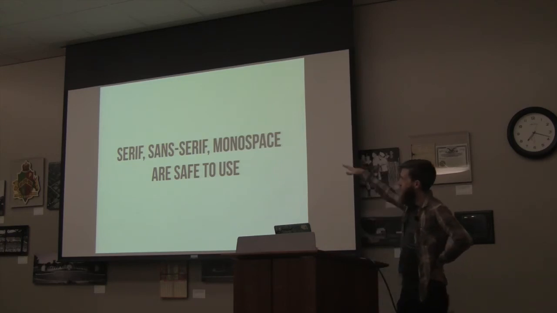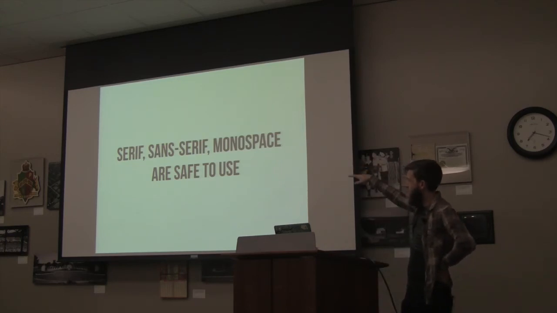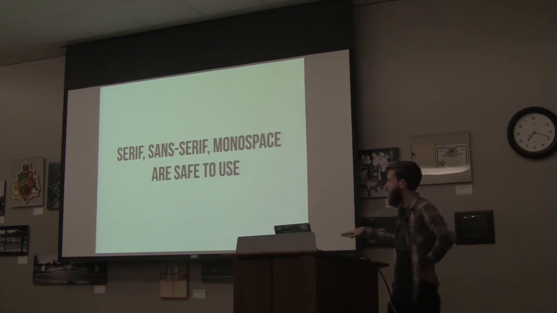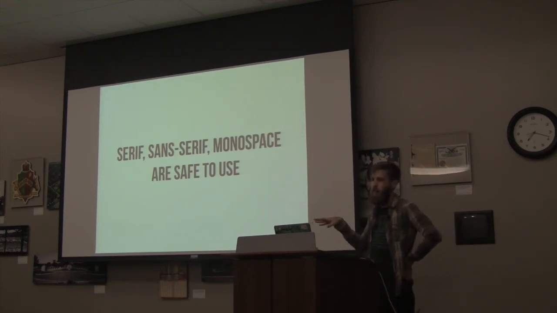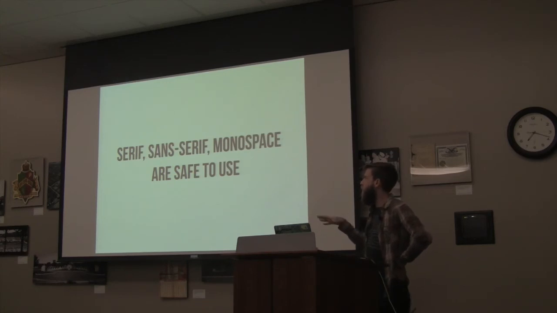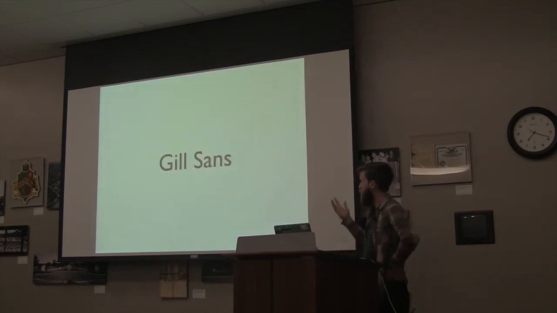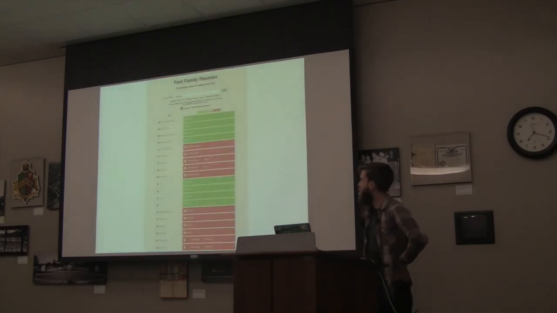So the takeaways, I guess: serif, sans-serif, and monospace are safe to use. Feel free to use them. Always specify a fallback when you're using a web font, or a remote web font, I should say. But back to our original question, how well supported is Gill Sans? Not great. It's available on iOS and Mac, but not really anywhere else. Android doesn't have it, Windows Phone doesn't have it, Windows Desktop doesn't have it, and Ubuntu and Fedora Linux don't have it.